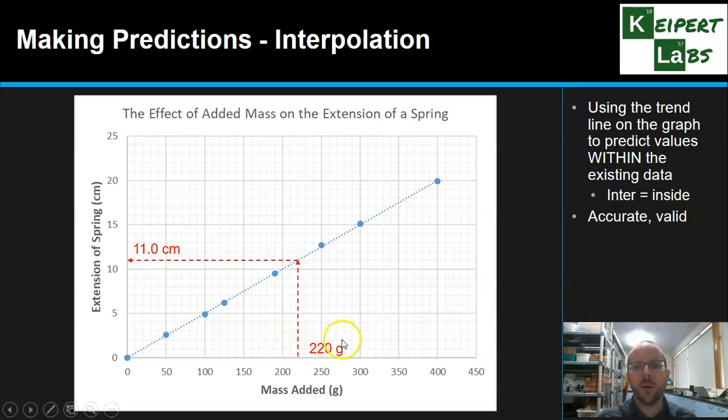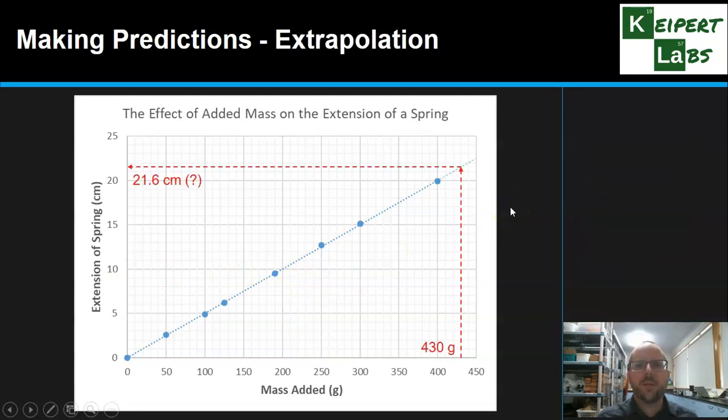Okay, so it's appropriate and accurate and valid for us to do this because we've established a relationship in the data already. Reading in between that, as long as our trend accurately reflects the data we do already have, is something that we can back up. We've got evidence to suggest that this is what is going on, okay? Because we're using a trend that is already observed.